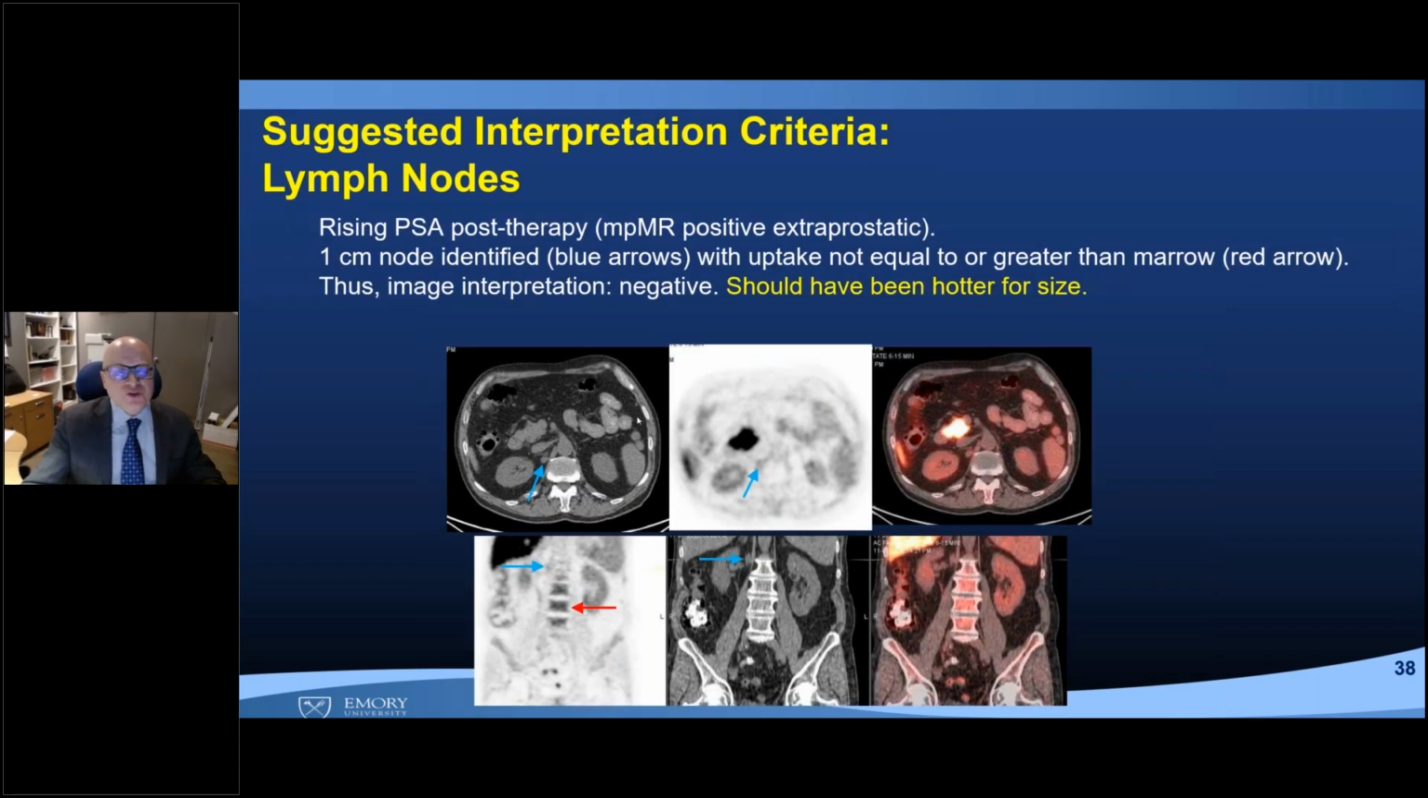This is the opposite. This is a patient with a rising PSA post-therapy, and there's a 1 centimeter node here I'm showing you. There were some other nodes nearby. MR called these definitively positive for lymph node involvement because they had restricted diffusion. But if we notice with fluciclovine, there's hardly any uptake at all. A lot less than bone marrow. So we think it should have been hotter for its size. We thought it's likely malignant.